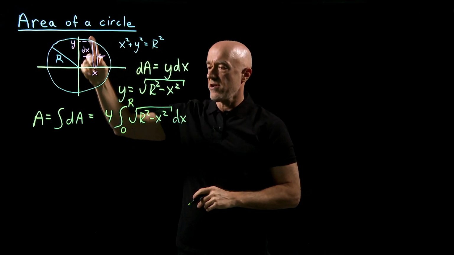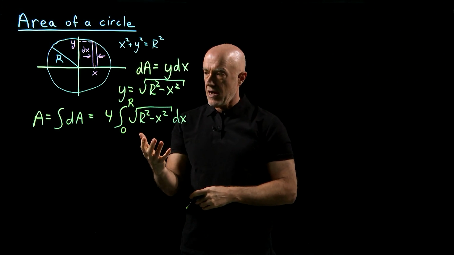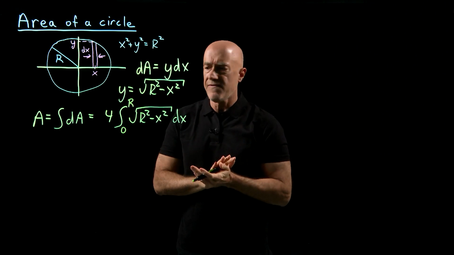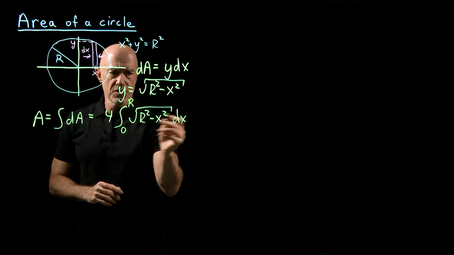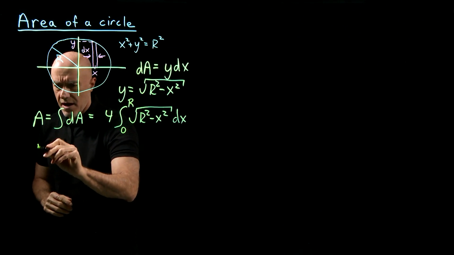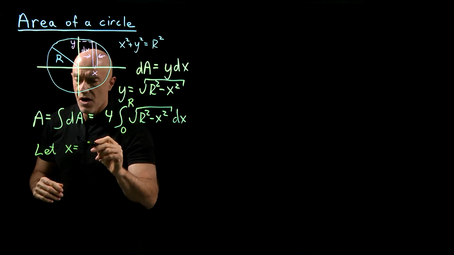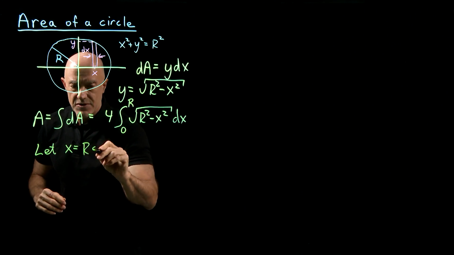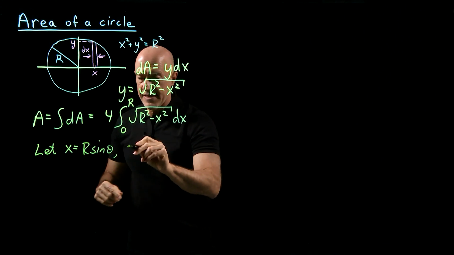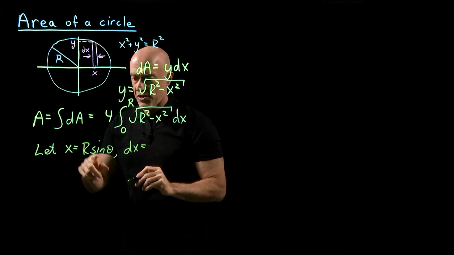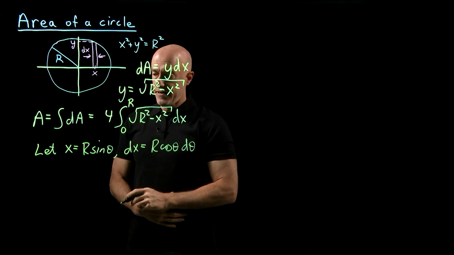So to compute the area of a circle now, we only need to do this integral. This is an integral we've probably done before. We're going to use a trig substitution here. So we want to convert this square root to a trig function, so we can let x equal r times sine theta. So it's a direct substitution. And then dx, using the differential, is equal to r cosine theta d theta.